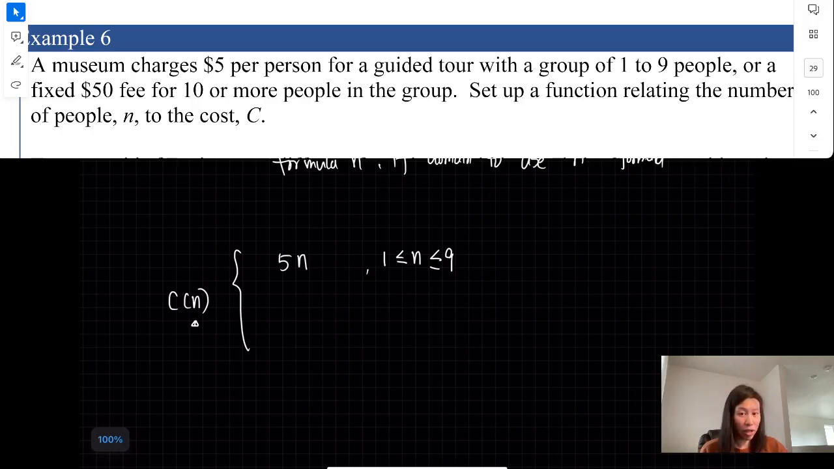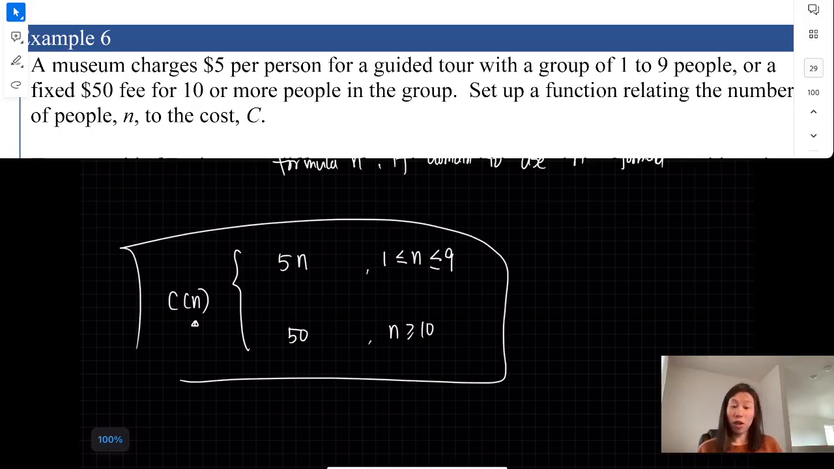The other scenario is if you have 10 or more people, which is N greater than or equal to 10, they're going to charge you $50. So that means if you have 20 people, they still charge you $50. If you have 30 people, they charge you $50. If you have 120 people, they still charge you $50. So that is the function.